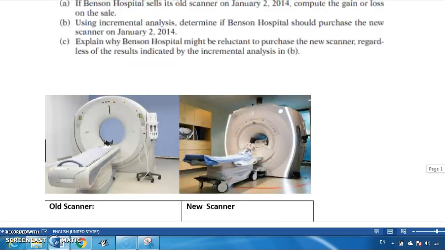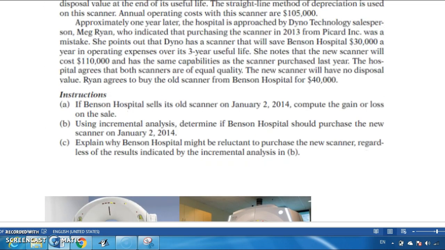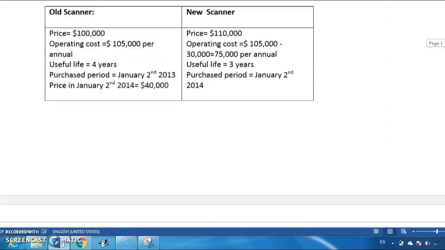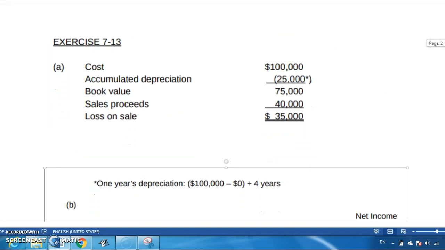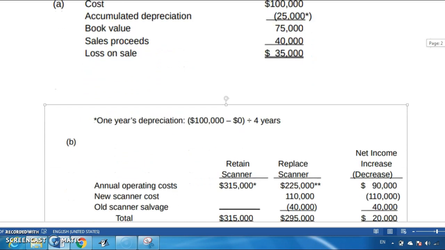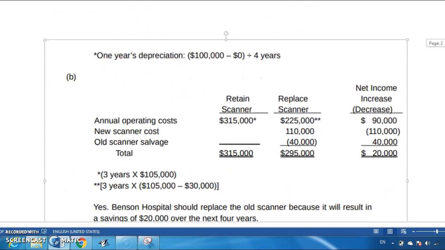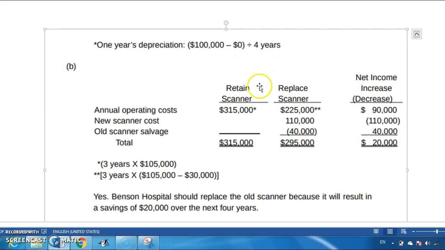The second requirement says, using incremental analysis, determine if Benson Hospital should purchase the new scanner on January 2nd, 2014. So how do we do it? This is how to do the incremental analysis for it. These are the information that we have here. We have return scanner, that is if the hospital is going to return the scanner, it's going to keep the old scanner and use it.